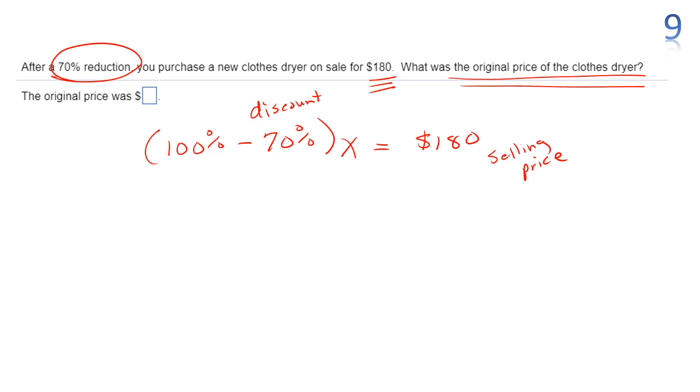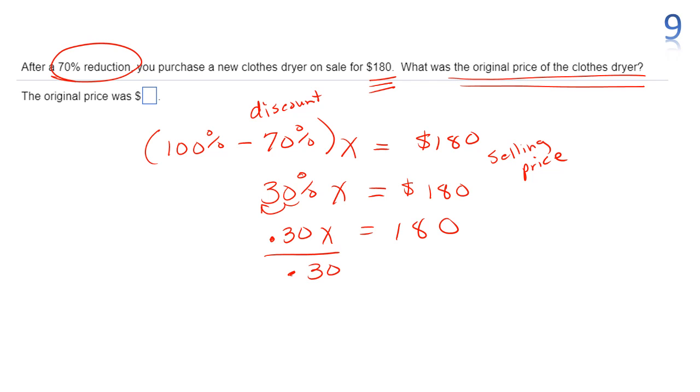Now let's work it out. If a price was normally 100%, but you had a 70% reduction, you realize you only paid 30% of the price for that wonderful clothes dryer. Now let's change the percent to a decimal, 0.30, X equals 180, and we can quickly determine the cost if we divide by 0.30. So X, which is the original cost, would be $180 divided by 0.30, which is $600. You saved a lot of bucks on that purchase.